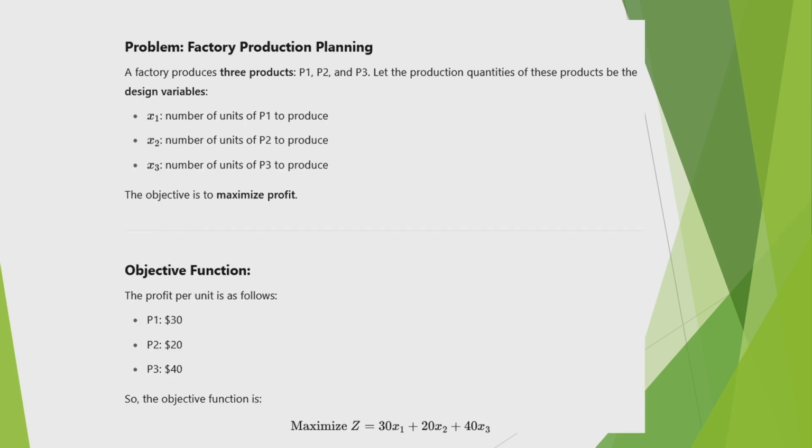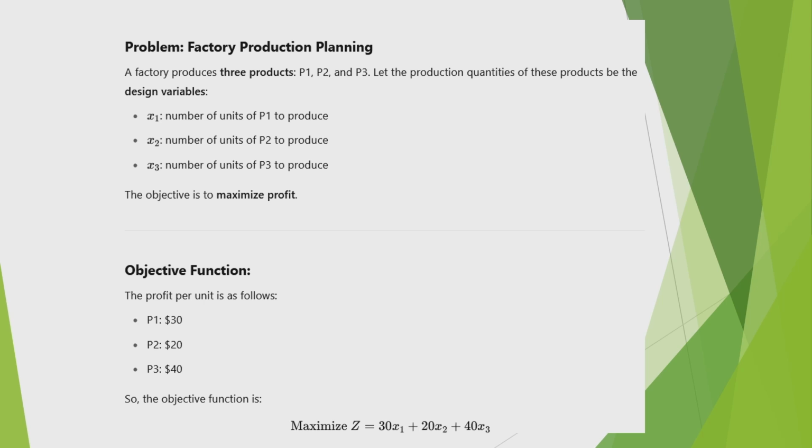So this is that type of problem. And then similarly we can have other similar problems. We can have many things. Say a factory produces 3 products P1, P2, P3. Now let the production quantities of these products be the decision variables. X1 is the number of units of P1, x2 is the number of units of P2.